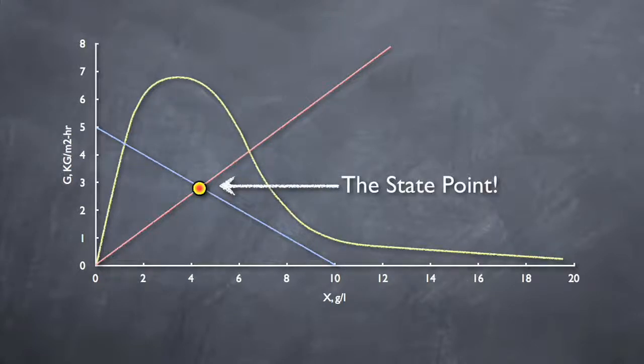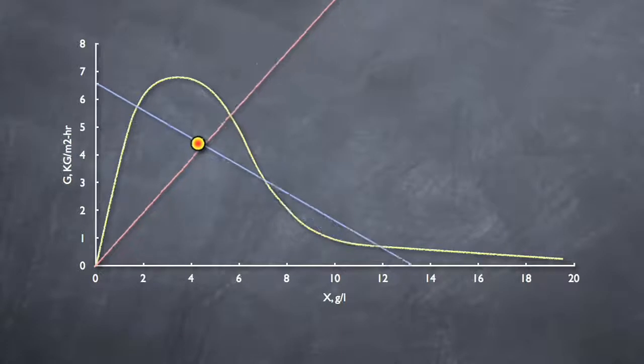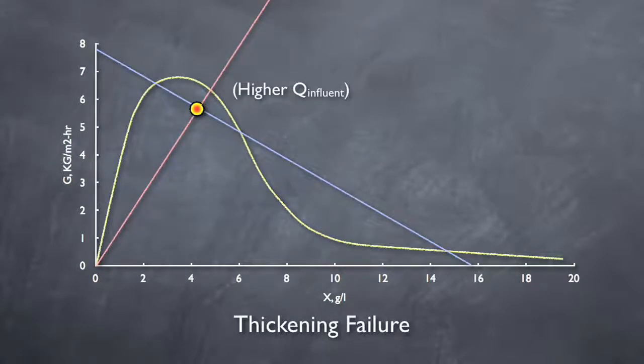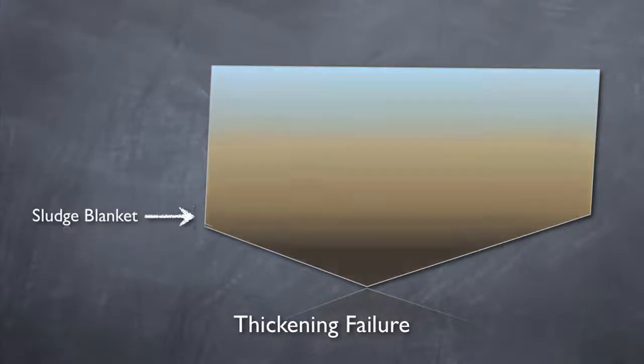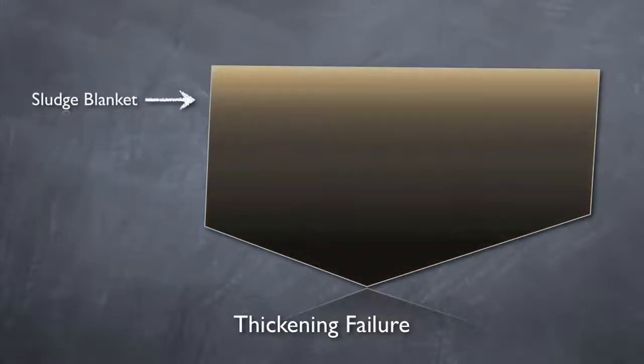In order to ensure proper thickening of the sludge, we want to make sure that the entire underflow rate line to the right of the state point falls under the settling curve as well. If the state point is under the curve, but the entire underflow rate line isn't, the clarifier is failing in thickening. This means that sludge is settling in the clarifier, but isn't being removed fast enough. Under these conditions, the sludge blanket would rise in the clarifier until solids are passing over the weir. Thickening failure, like clarification failure, can be caused by high flows, low RAS, high SVI, or any combination.